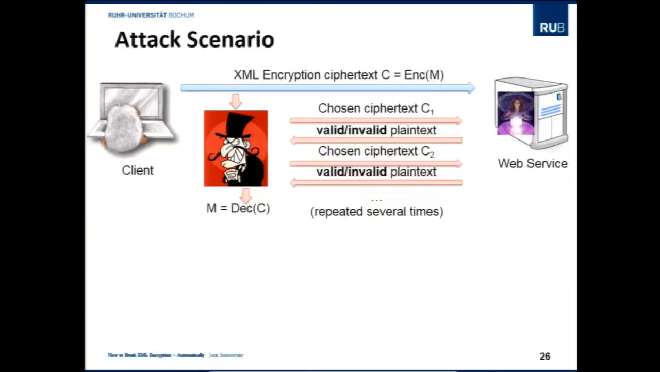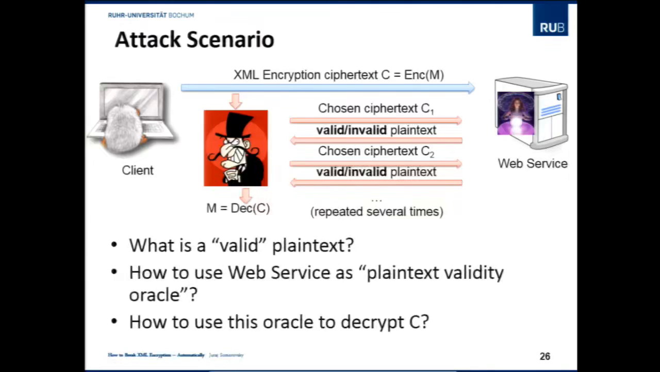Good. So we already showed the attack scenario. In the attack scenario, the attacker sends a modified ciphertext to the server, and the server responds with whether the plaintext is valid or not. In the next slides, I will show you what a valid plaintext is, why we can use a web service as a plaintext validity oracle, and how to use it to decrypt the ciphertext.